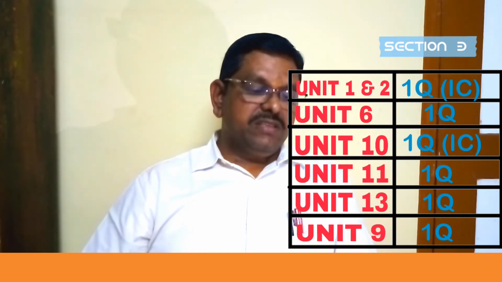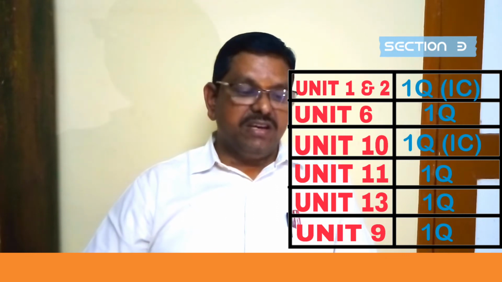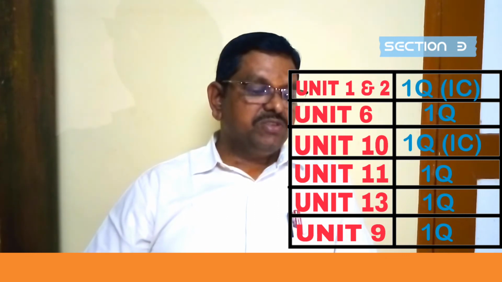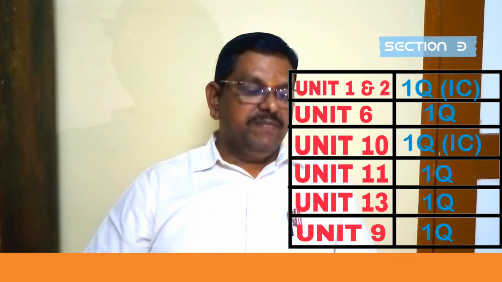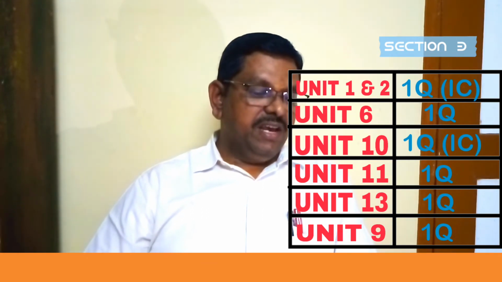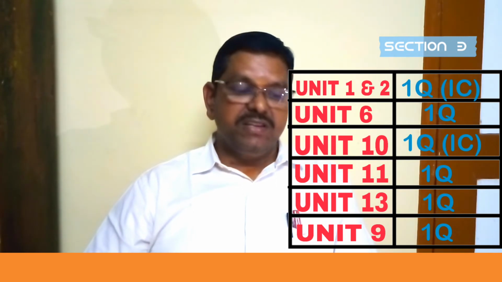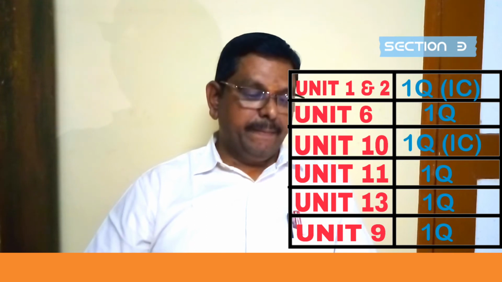So in this section we can see 2 questions are with the internal choice, that is question number 21, which is taken from unit numbers 1 and 2, with the internal choice. And question number 23, which is taken from vector algebra, is also having the internal choice.